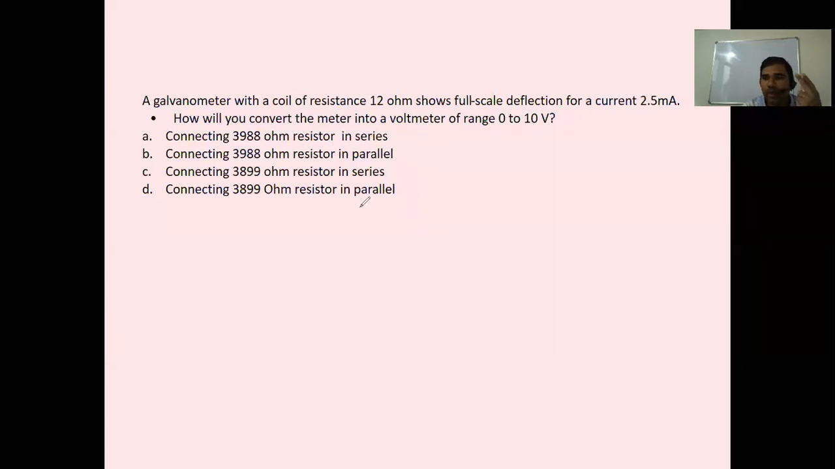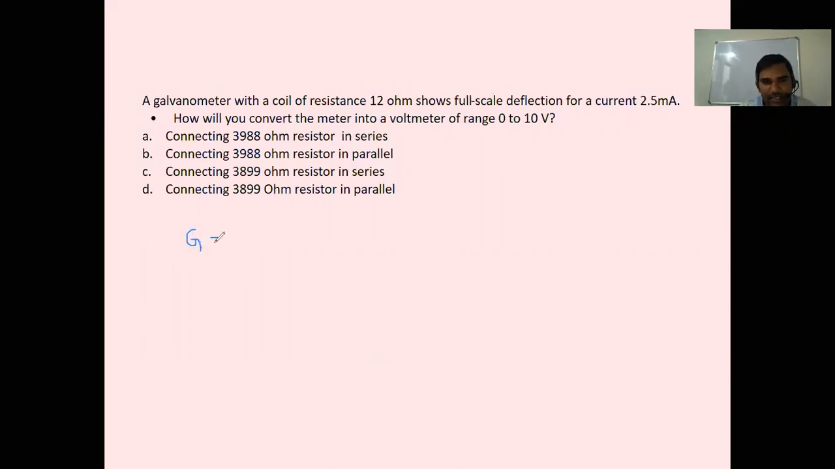Okay students, now we have one more problem. A galvanometer with a coil of resistance 12 ohm shows full scale deflection for a current of 2.5 milliampere. How will you convert the meter into a voltmeter of range 0 to 10 volt? So we are converting a galvanometer into a voltmeter. Again, we have to write the given data.